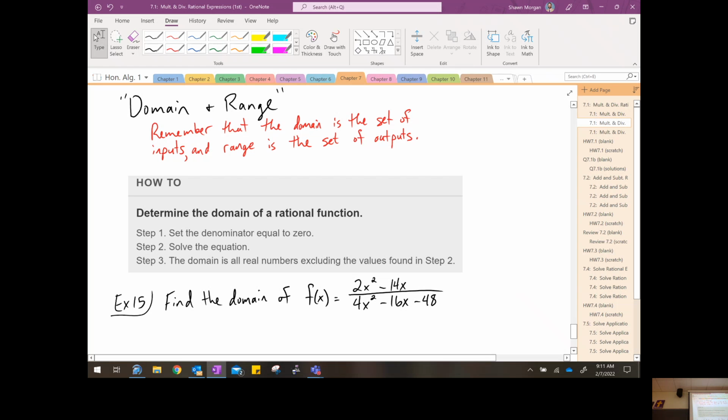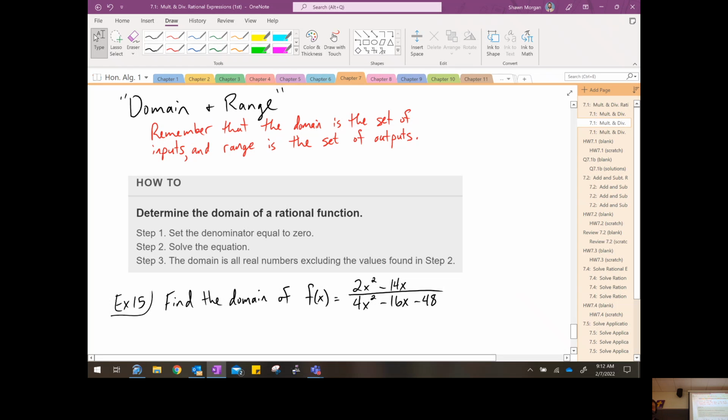All right. So this is new for us today. New part of this lesson. Talk about the domain and range of a rational function. A rational function, remember, that's just a fancy way of saying fraction, where the top is a polynomial and the bottom is a polynomial. Okay.